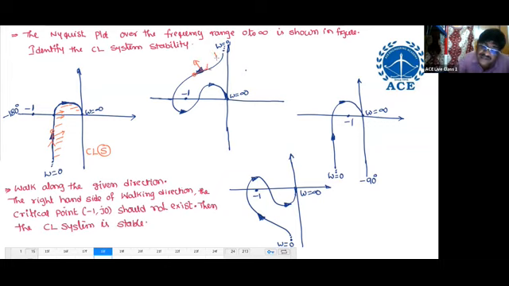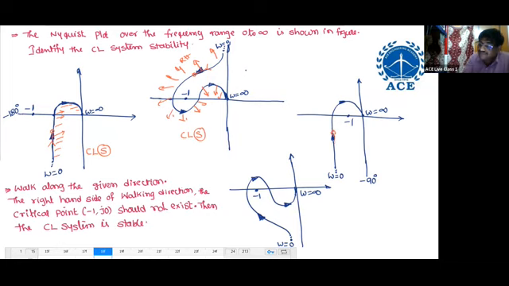For walking, this is the right side. This is the right. That means -1 does not exist to the right-hand side of the walking direction. That means what? Closed loop system stable.